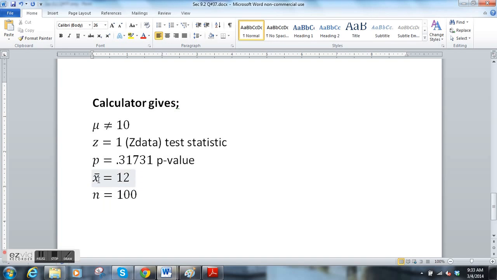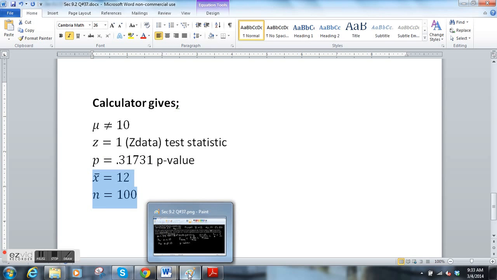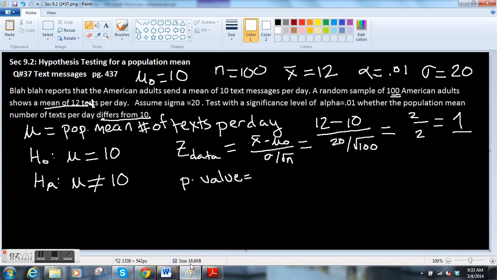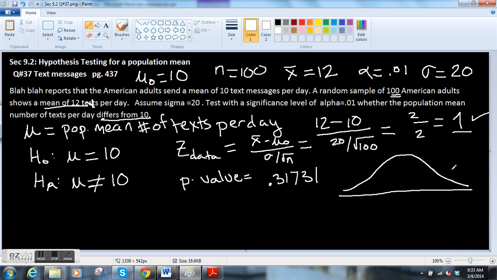It's always kind of funny to me that the calculator gives you this. It's like, no, I gave you that, and it gives it back. So there you go. But here's the important thing. Z is 1, p-value is 0.31731. So over here, we got the same thing, 0.31731. As an aside, suppose you didn't want to use the calculator for some crazy talk reason.